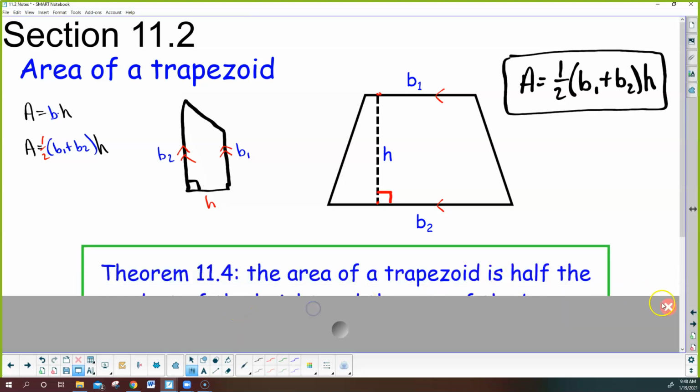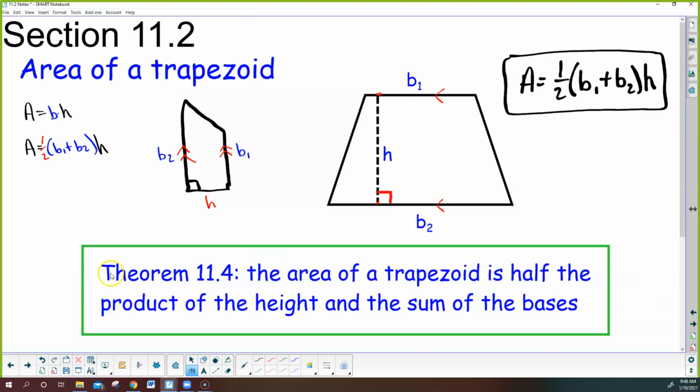All right, and you don't have to write this. This is just officially the theorem. If you have this formula, we're not going to write this down. It just says the area of a trapezoid is half the product of the height and the sum of the bases. It's just a math way to describe what we have going on here. Please make a special note to have this formula memorized. For some reason, this is the one that students struggle with the most.